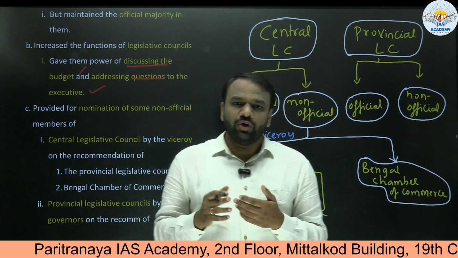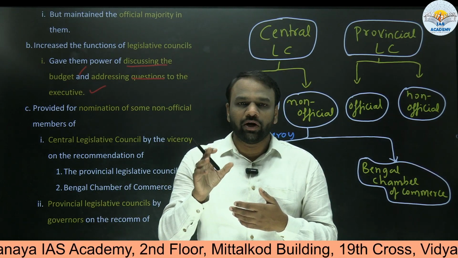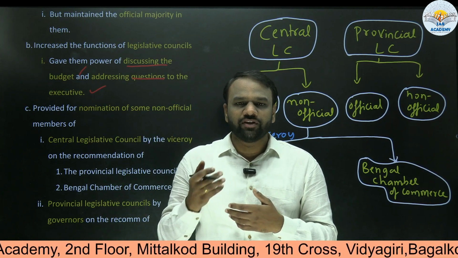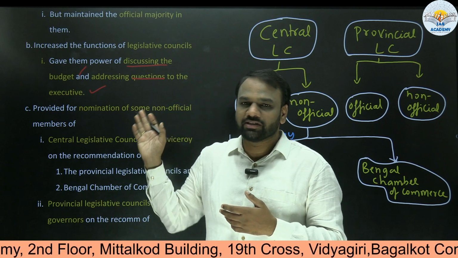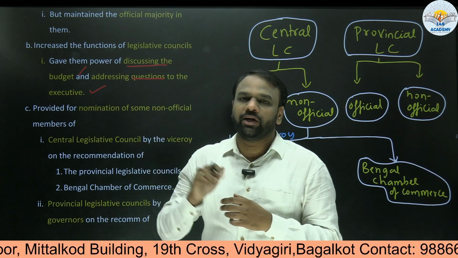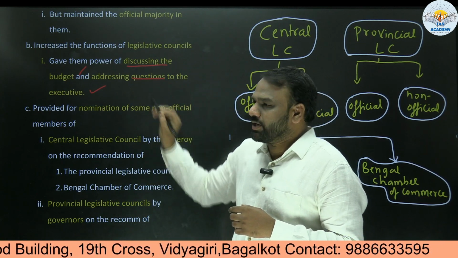In the sense, members of the Central Legislative Council could stand up and ask why you are allotting so much money to a particular scheme, so we can reduce that money. Such kind of discussions used to take place both at the center as well as provinces. So this was an important feature added by the 1892 Act. One more important feature is addressing questions to the executive.